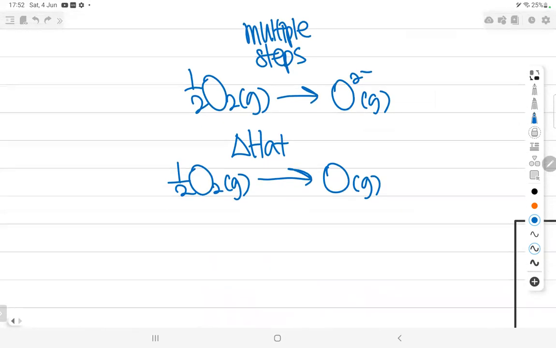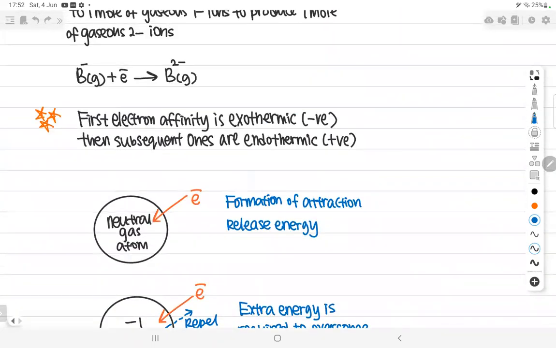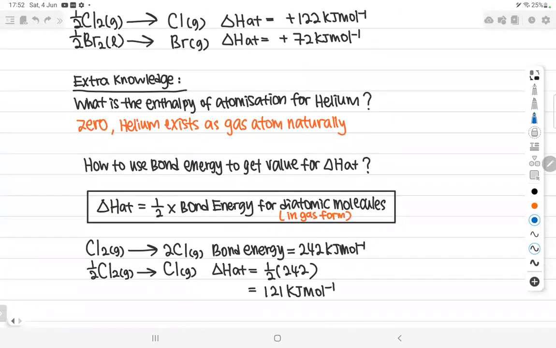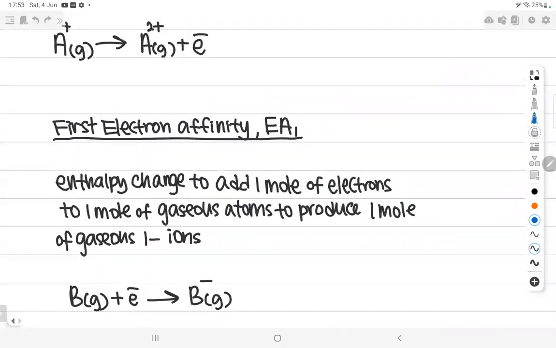When they never give us enthalpy of atomization, what should I do? Recall what we learned early on today, about an hour back. If they never give us the enthalpy of atomization, we can use the data booklet to find the bond energy and take half of the bond energy to calculate the enthalpy of atomization. That's why I say we are putting all the puzzles together. We are using whatever we learned today to do the calculation. So that's what we want to do now.